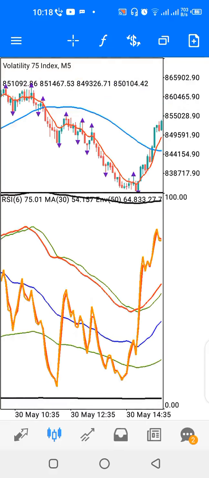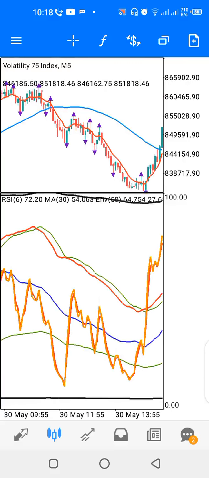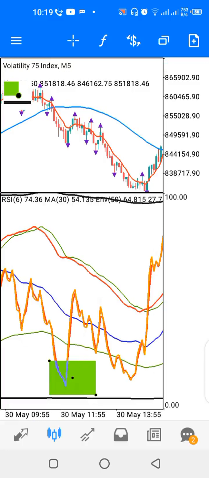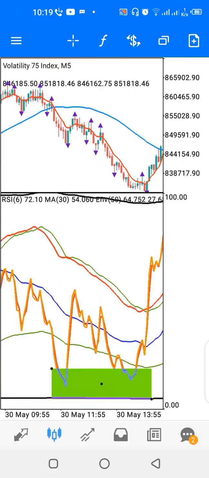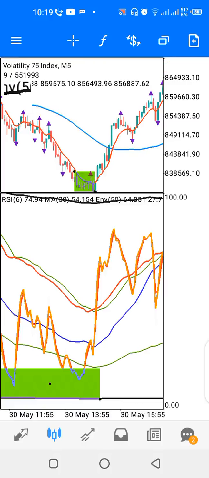Okay, so you can see what happened around here. The red and the orange lines almost touching the black line, almost getting to the black line, and you can see what happened. Price found support. Okay, price found support and went up. Look at what's happening on the main chart. Price found support and went up.